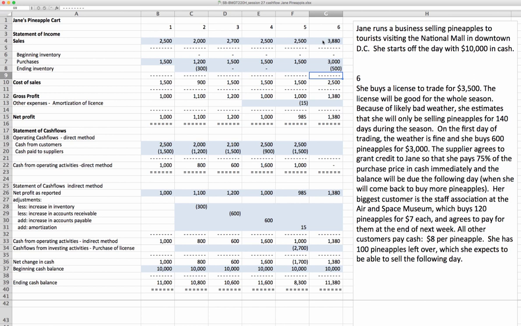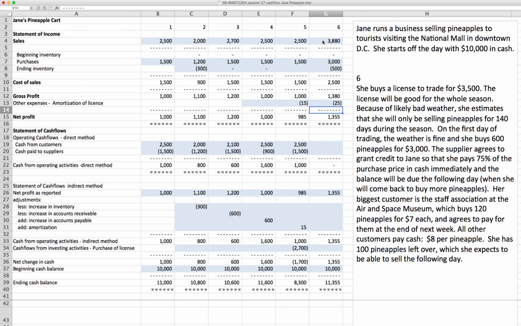The amortization of the license we said was equal to less the cost of the license, $3,500, divided by 140 days of trading. So that was $25 per day, and so the net profit is $1,355.